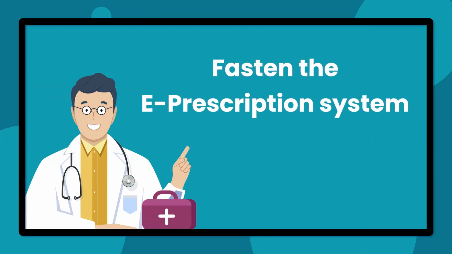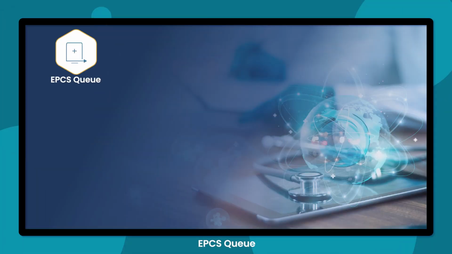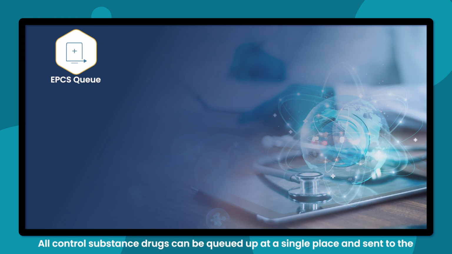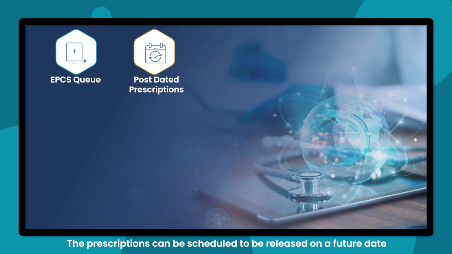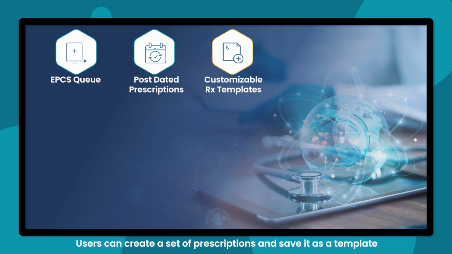Fasten the e-prescription system. EPCSQ. All controlled substance drugs can be queued up at a single place and sent to pharmacy by doing 2FA at once, reducing the time to complete 2FA multiple times. Post-dated prescriptions. The prescriptions can be scheduled to release on a future date to reduce manually writing prescriptions on the wanted date.